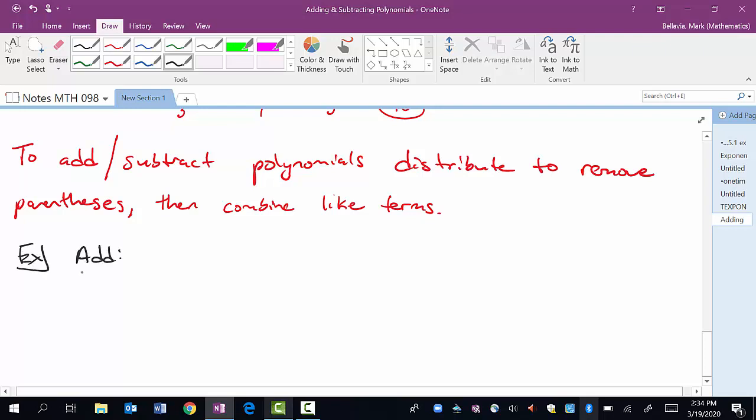First one we'll just say to add. So the first polynomial in parentheses, I'll write is 3x squared minus 2x plus 7. Close that parentheses, so that's the first polynomial. And then we're going to add, so plus in parentheses 2x squared plus x minus 3.